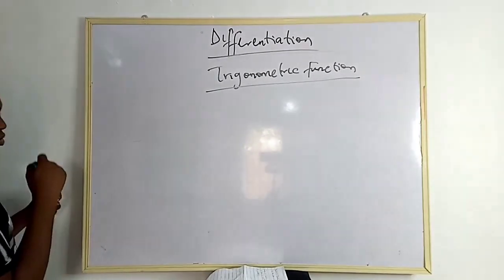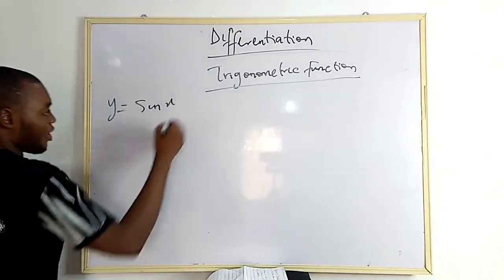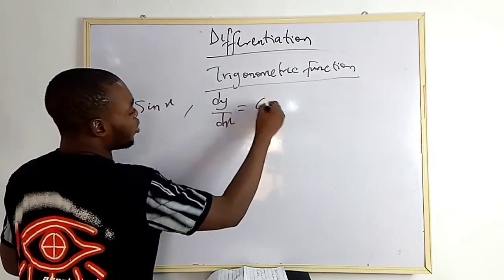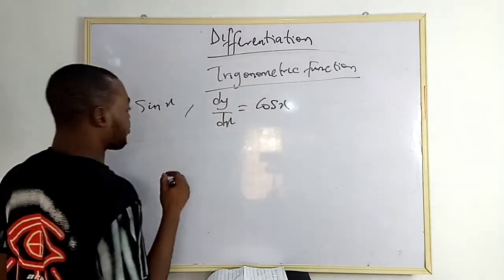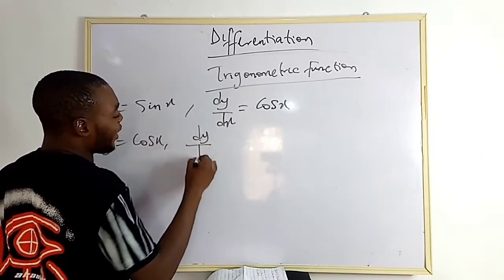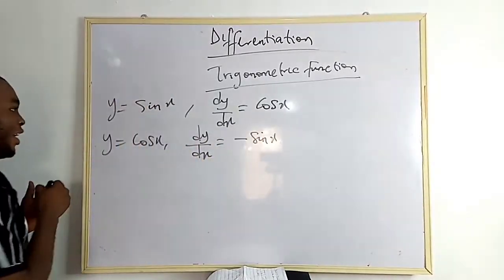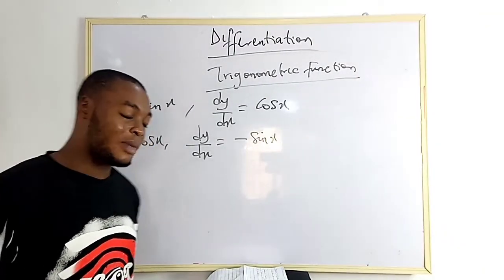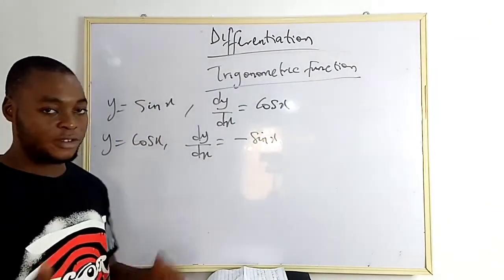If y equals sin x, then dy/dx equals cos x. These are the basic trig functions. If y equals cos x, then dy/dx equals minus sin x. You have to keep this at the back of your mind. It will always come in handy while you're differentiating.